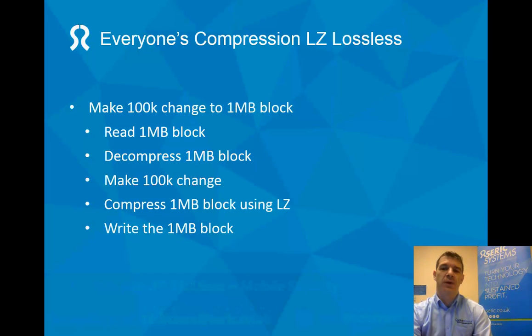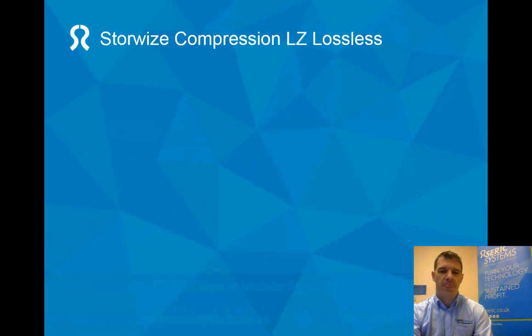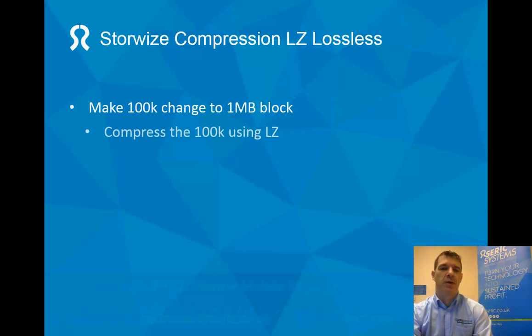So if we take a quick look now at how the Storwize V7000 does its compression. As I say, it's the same compression algorithm, so no data being lost. And for them to make this 100K change to a 1 megabyte block, they compress the 100K using the LZ, and they update the 100K. And that's pretty much it, so much smaller and much fewer operations going on there.